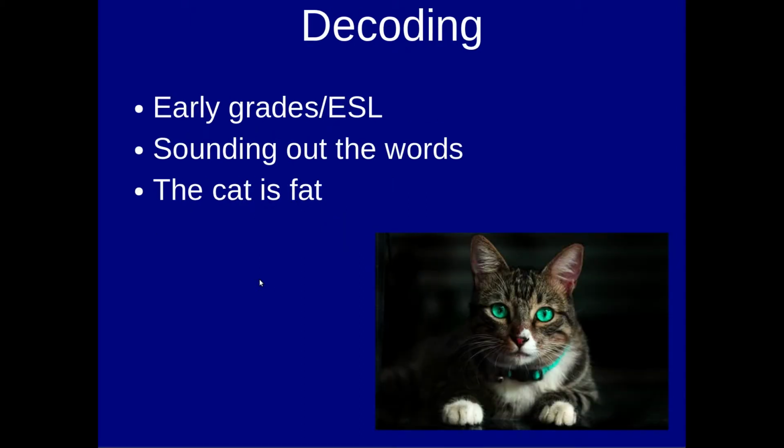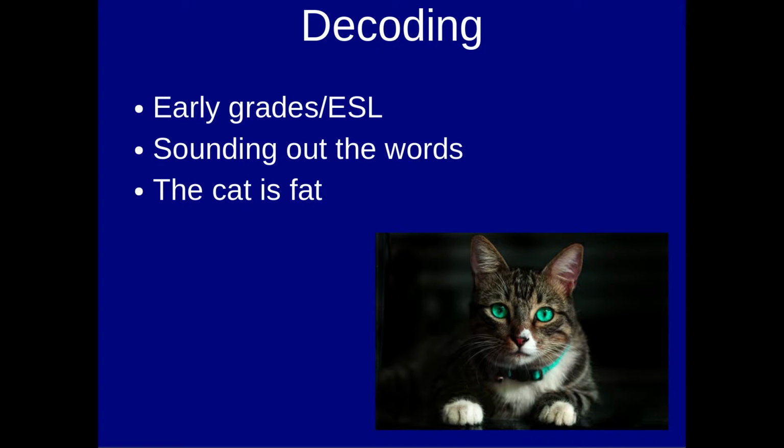So let's start with decoding. Decoding typically takes place with early grades. Normally kindergarten till about fourth grade is when students are learning to read. And after that, from fourth or fifth grade on up, students are reading to learn. That's how it works for a native speaker. For the ESL, decoding normally takes place at the beginner to maybe high intermediate level. Those are the two streams that we're looking at there.